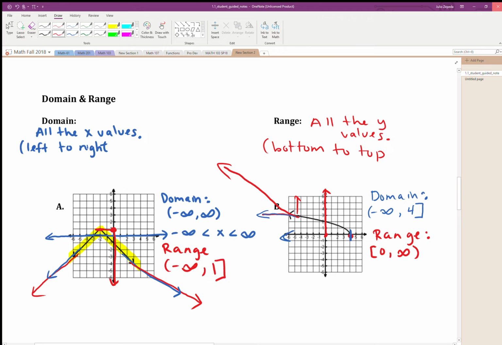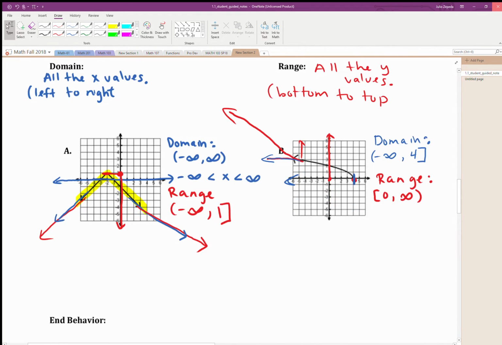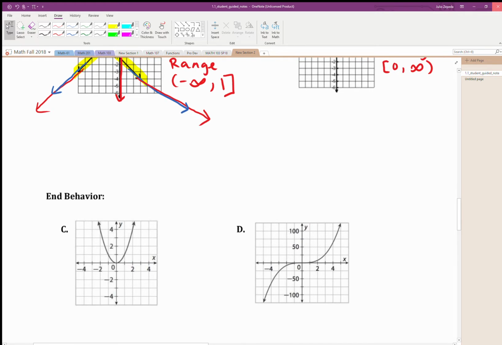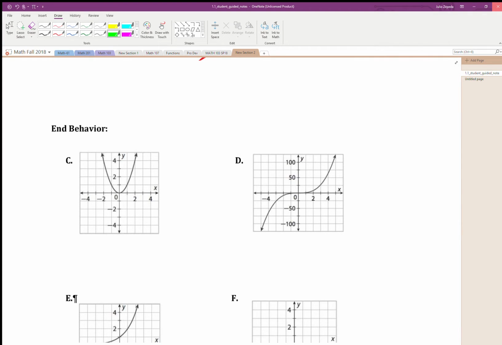Okay, so that's domain and range like we talked about last class. Today we're going to add on one more way of describing a graph, and that's going to be end behavior. When you talk about end behavior, you're basically describing what happens on the endpoints of the graph. So if I look, say, at graph C, we could say that the end behavior is that it's pointing upward or going to infinity on both endpoints.